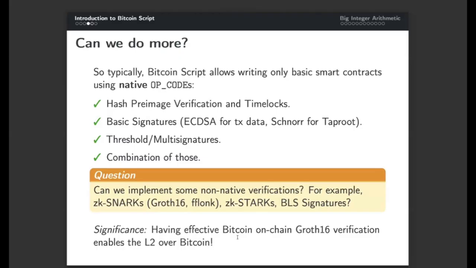And in order to do that, you need to implement some more complex verification mechanism in Bitcoin. So for example, you might want to implement ZK snarks, such as Groth16 or Plonk. You might want to implement ZK snarks or even BLS signatures. So can we actually implement those?